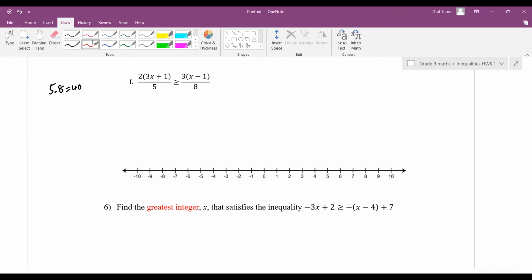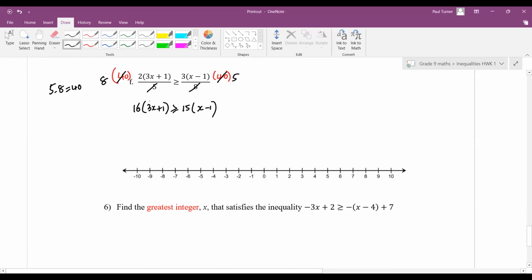So let's multiply both sides by 40, which is a positive number, which means we don't need to change the sign, okay, because we're multiplying by a positive number. So let's do some cancelling here. 5 into 40 is 8, and 8 into 40 is 5. So now we're going to have 2 times 8, which is 16, 3x plus 1, greater than or equal to 3 times 5, 15, x minus 1, like that.